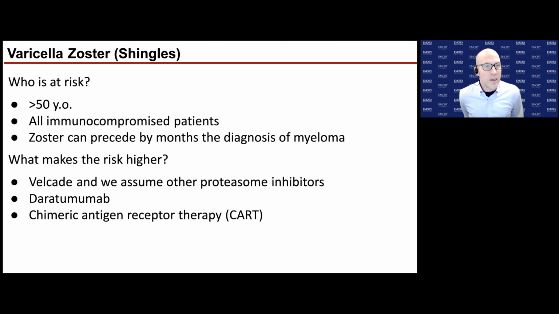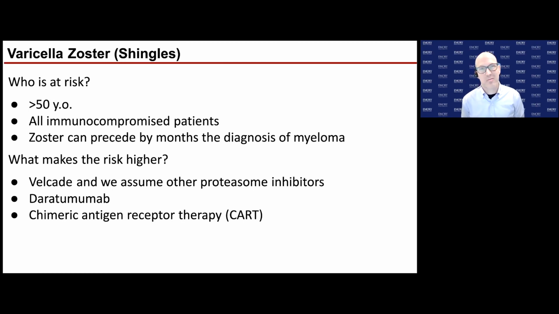Shingles. So older than age 50, it puts you at risk of having shingles. Any immunocompromised patient is at risk of shingles, and shingles can precede, in terms of months, the diagnosis of myeloma. So it's not uncommon for patients to have shingles 8 months prior to presenting with symptomatic multiple myeloma. The risks just from having myeloma, that puts you at an increased risk.